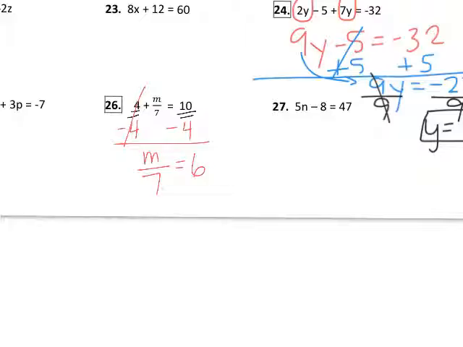Now again, anytime you have something in the denominator, we want to multiply both sides by that number. And that's going to get rid of 7 over 7 because it just becomes a 1. M equals 42.